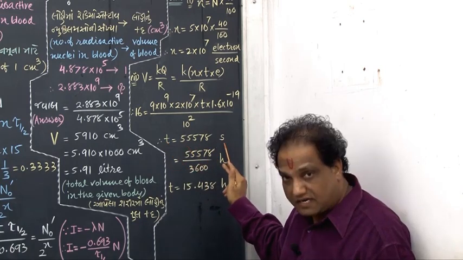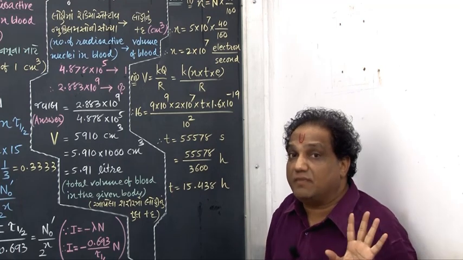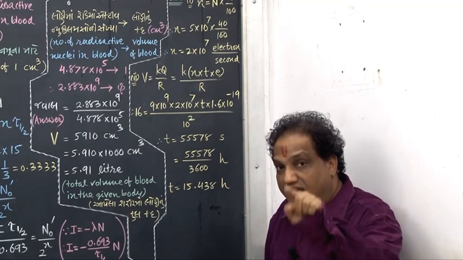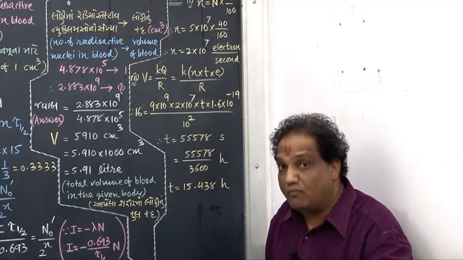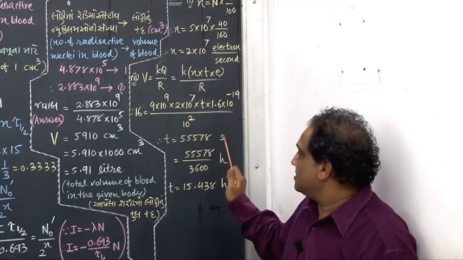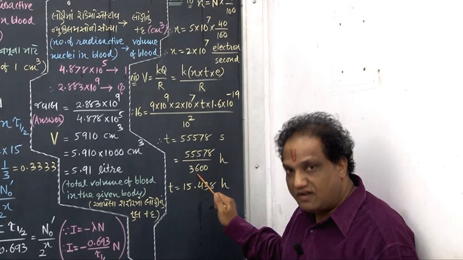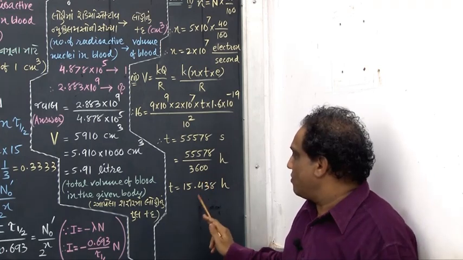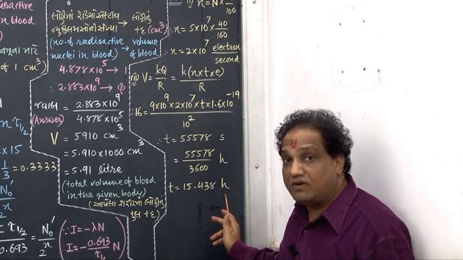55,578 that many second. But by chance if they ask this time in hour, you are going from second to hour, so divide the second value by 3600. When this second value is divided by 3600, the final answer is 15.438 that many hour.